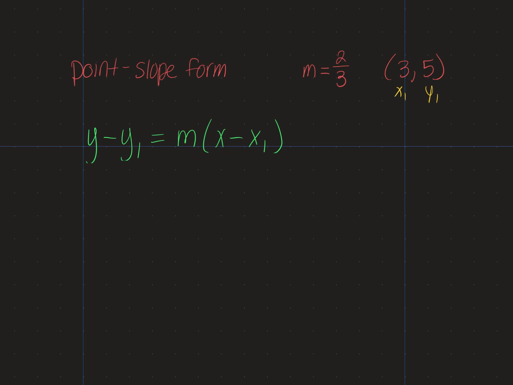All right, so we have y, and then what's my y1? 5. And my slope? 2/3. And my x1? 3. Okay. So, to get y by itself now, what do I do first? Do you add the 5 to the other side? Not quite. We will, but not first. We need to distribute first, yes.